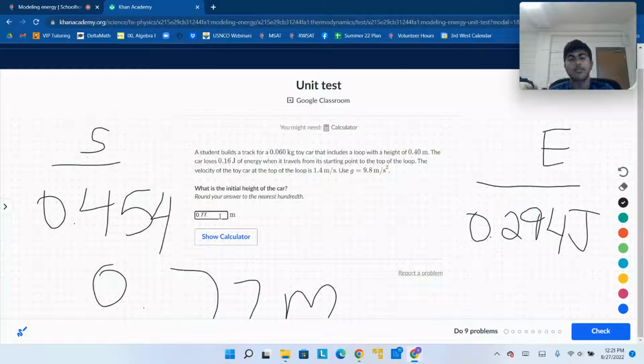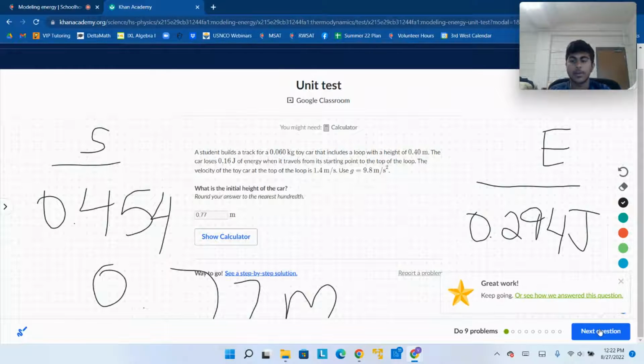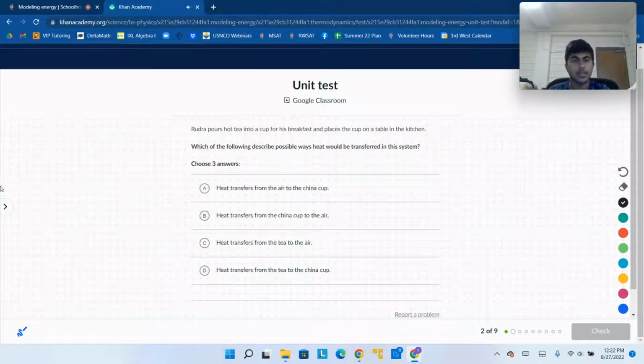And if you're confused as to why the starting point is higher than the loop, we don't need to know that. What I'm guessing happens is that it starts up here and then goes down and has a loop down here or something, but there is no boundary on what can or can't be the initial height. And so that is our answer. And we can keep going to the next question.